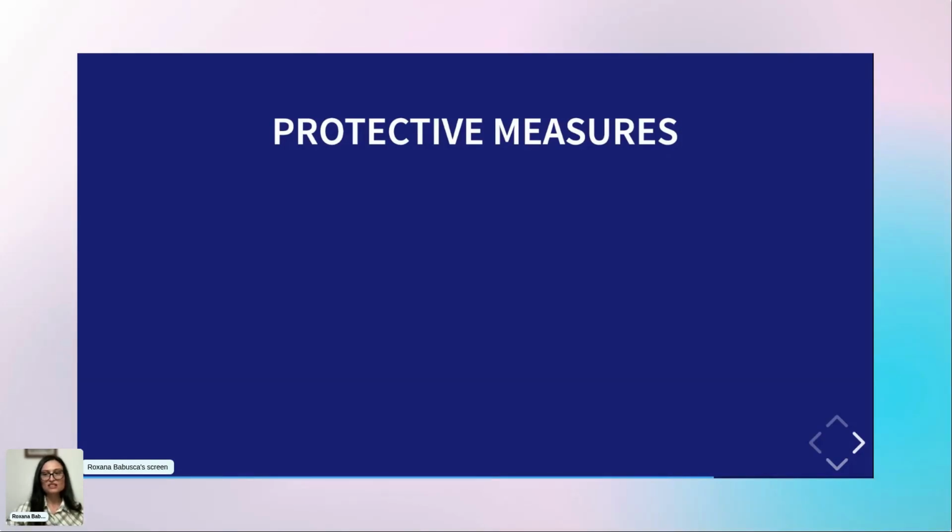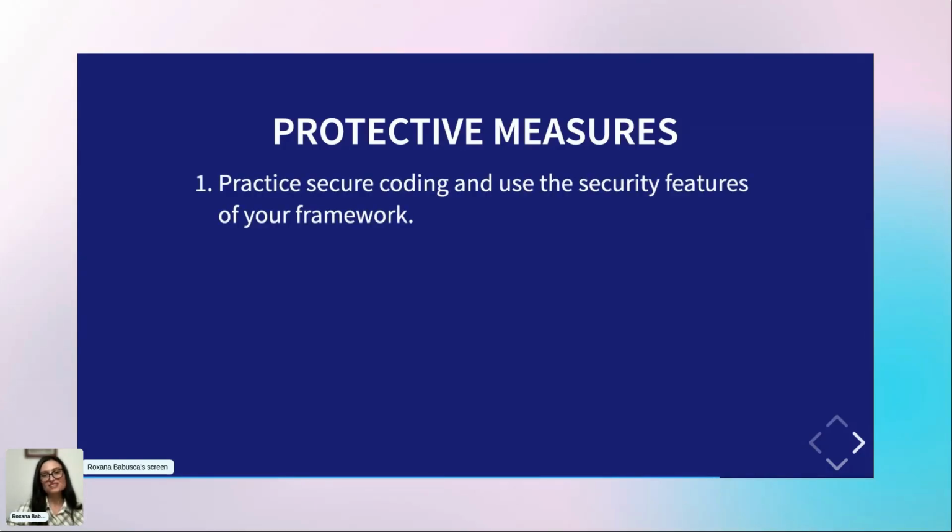In this scenario, as a developer, you can take the following protective measures to prevent unsafe consumption of APIs. So first of all, practice secure coding and use the security features of your framework. For example, if you're working in Next.js like I do, you can set React strict mode to true in the next.config.js file, or specify the remote host names and protocol in the images property to ensure that only images from trusted sources are loaded. Additionally, one can set a strict content security policy that disallows inline scripts and further helps mitigating the risk of cross-site scripting.